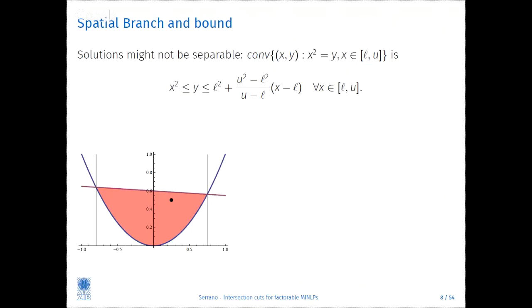As I said before, sometimes it happens that the point is not separable. So say we have such a constraint, this is the graph, and then in some domain, say between here and here. The convex hull of the constraint is the red region here. It's defined below by the function itself, by the x squared, and above by the secant. And if it happens that the point is inside the convex hull, of course, we cannot separate.